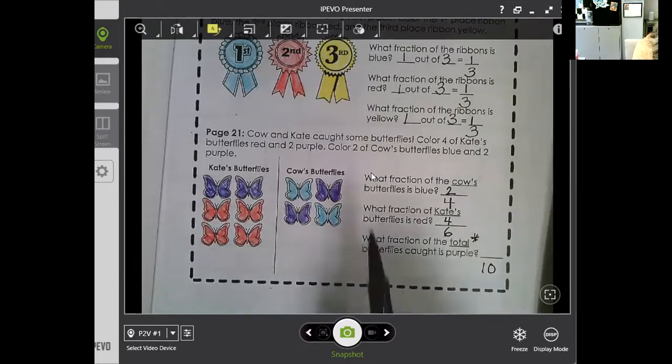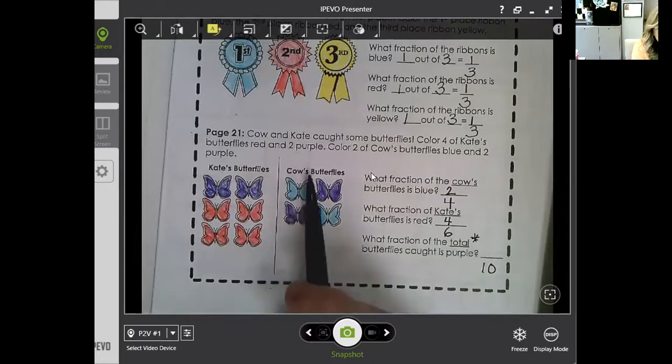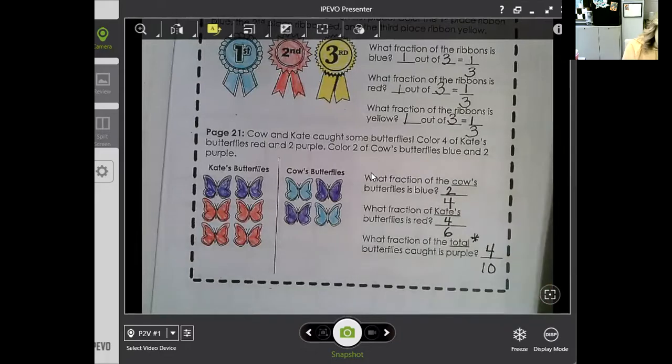I remember that Cow caught 2 purple butterflies. So 2 plus how many purple butterflies in Kate's net? 1, 2. 2 plus 2 equals 4. How many butterflies caught were purple? 4 out of 10, or 4/10 of the butterflies caught were purple.